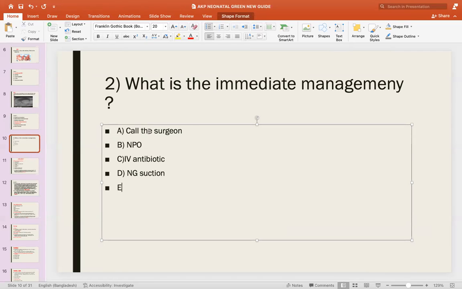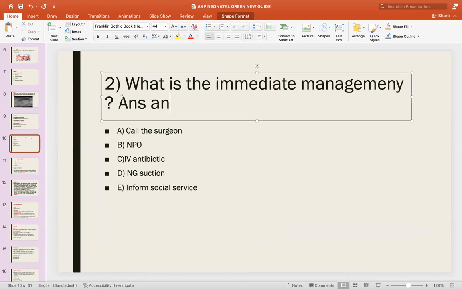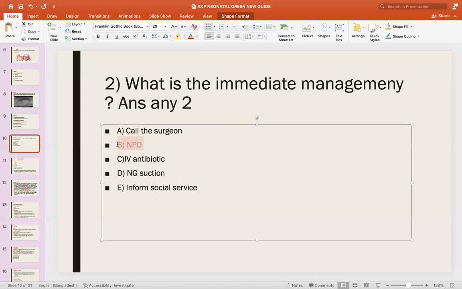Option E is, suppose, inform social service, like that. Okay, so now tell me, what are the two answers? Answer any two. What are the two answers in here? Most important: NPO. B and D. B and D. Very good.